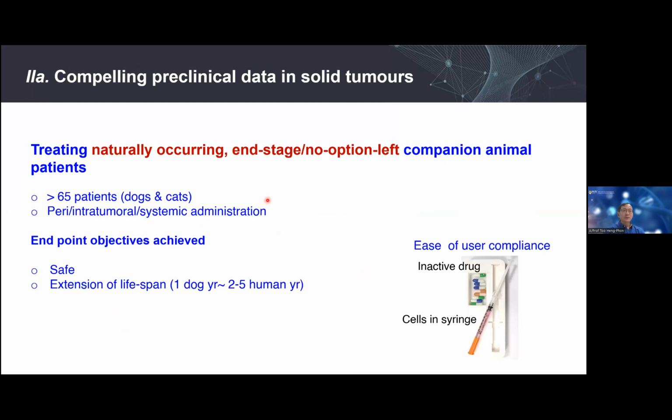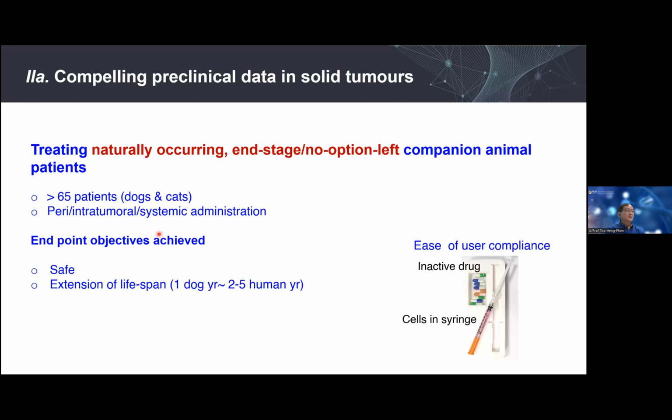Here are some of the results that we have to date. So we've been treating, this is not an experiment, this is not a study, this is the treatment for what we call naturally occurring end stage. These companion animals, these are dogs and cats, they have no more options. They've tried everything, radiation and chemo and everything else, and they come to us for help in the last few years. We have treated more than 65 patients, and it's still ongoing. We have done peritumoral, that means we put it around where the tumor is, and we also have done systemic, that means we put it through the bloodstream.